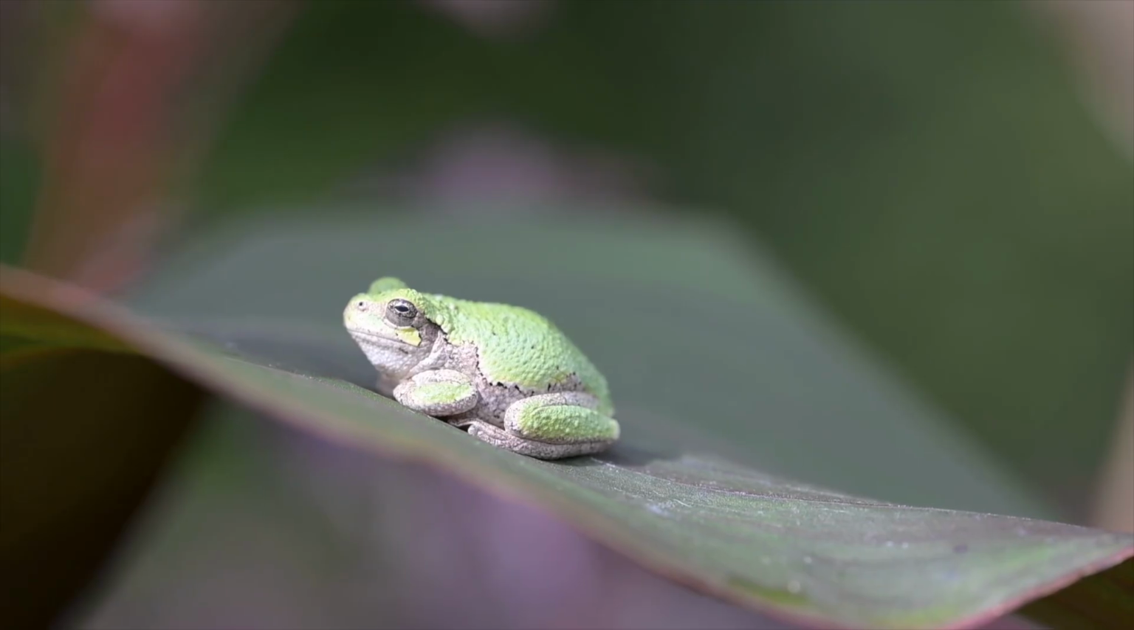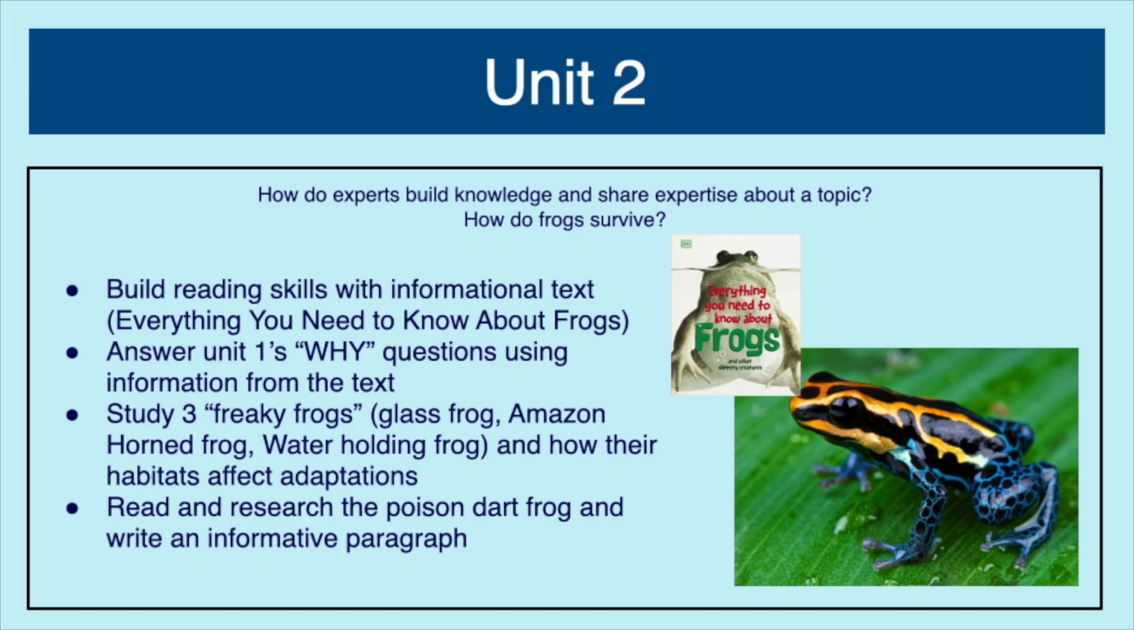In Unit 2, students focus on building their ability to read and understand informational text while deepening their knowledge of frogs. They begin by closely reading excerpts from Everything You Need to Know About Frogs and Other Slippery Creatures, and use the information to answer the why questions generated in Unit 1. For a mid-unit assessment, students read a new text about reptiles and amphibians, gathering information to answer a research question.